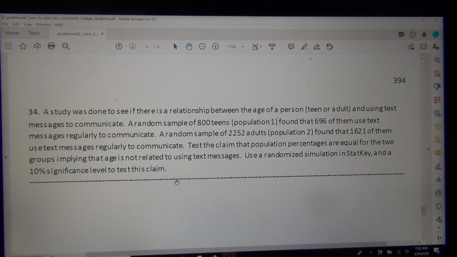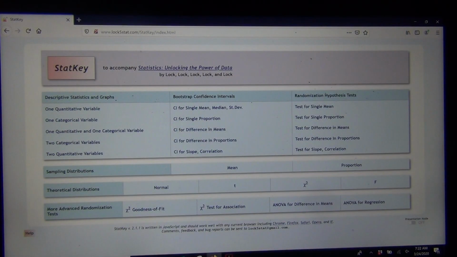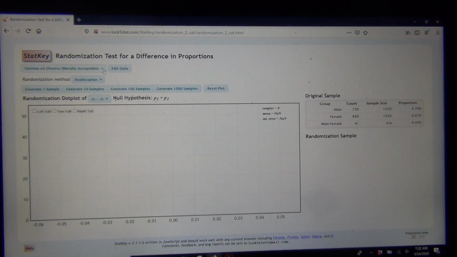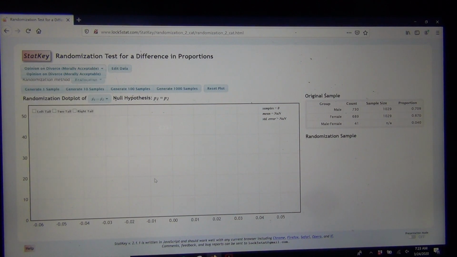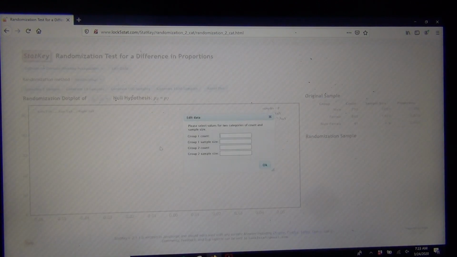All right, so let's go back to StatKey. We're looking at difference in proportions now. So it's right there, test for difference in proportions. Just want to see, was this data already in there? They have lots of cool data sets in StatKey. I don't see it there. Okay, so we're just going to type it in. So we're going to go edit data, and we're going to go in.